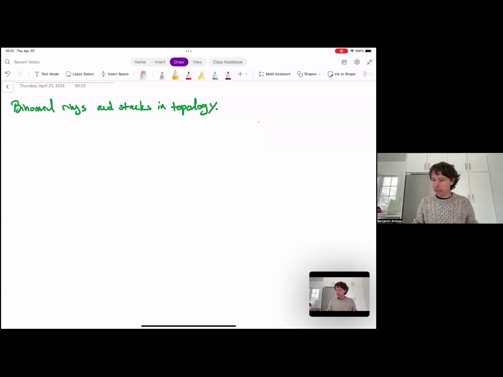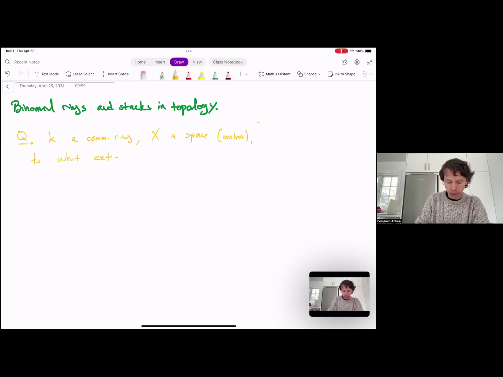So today I want to talk about some work around the following question, which is rather classical. Let K be a commutative ring and X a space, or anima specifically. Then the question is, to what extent can we recover X from the ring which computes the cohomology of X?